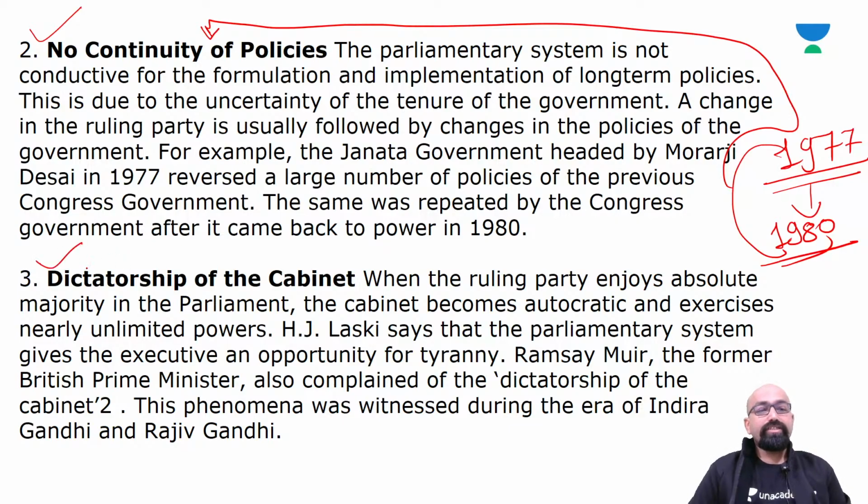Next demerit is dictatorship of the cabinet. So when the ruling party enjoys absolute majority in the parliament, the cabinet becomes autocratic and exercises nearly unlimited powers. Right?